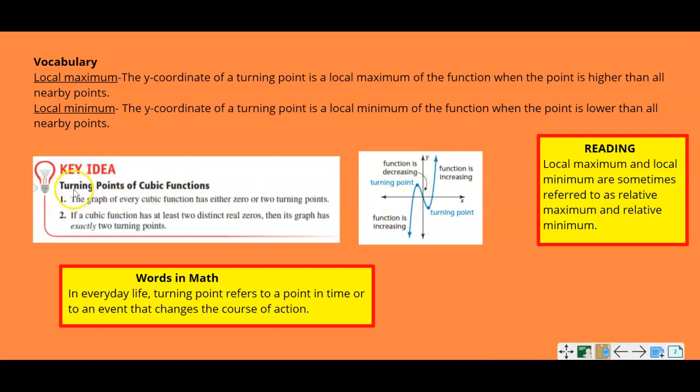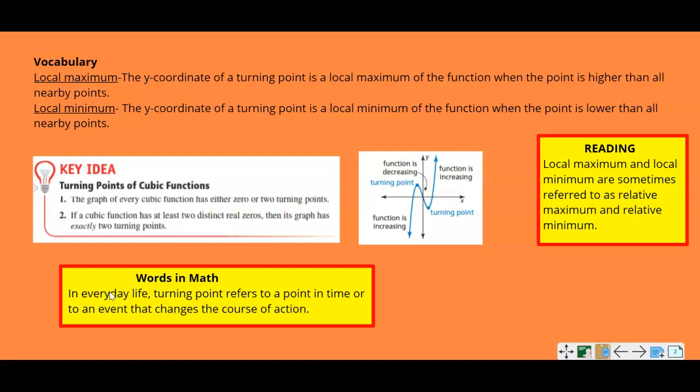Key ideas: your turning points of a cubic function. Turning point is exactly what it sounds like. Here the function is increasing. At the local maximum, it turns and goes down. So then the function is decreasing. Here's the local minimum. Again, that's another turning point. And then the function is increasing again. So it's going to be increasing, decreasing, increasing. That's something we're going to study in this lesson as well.